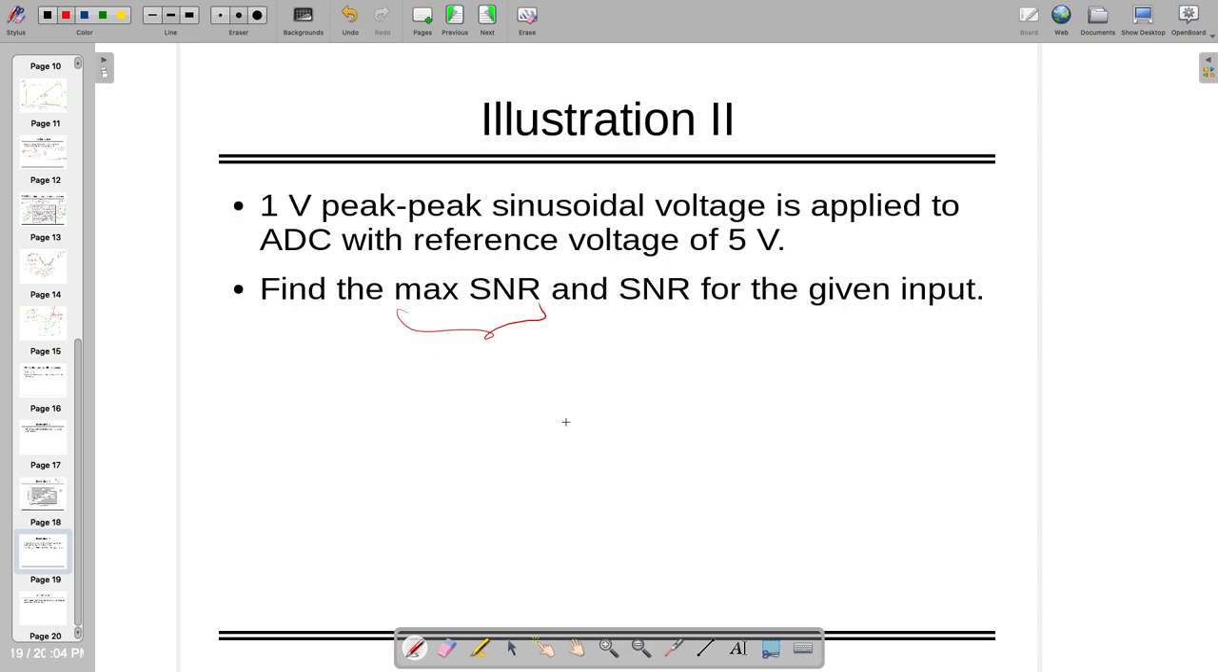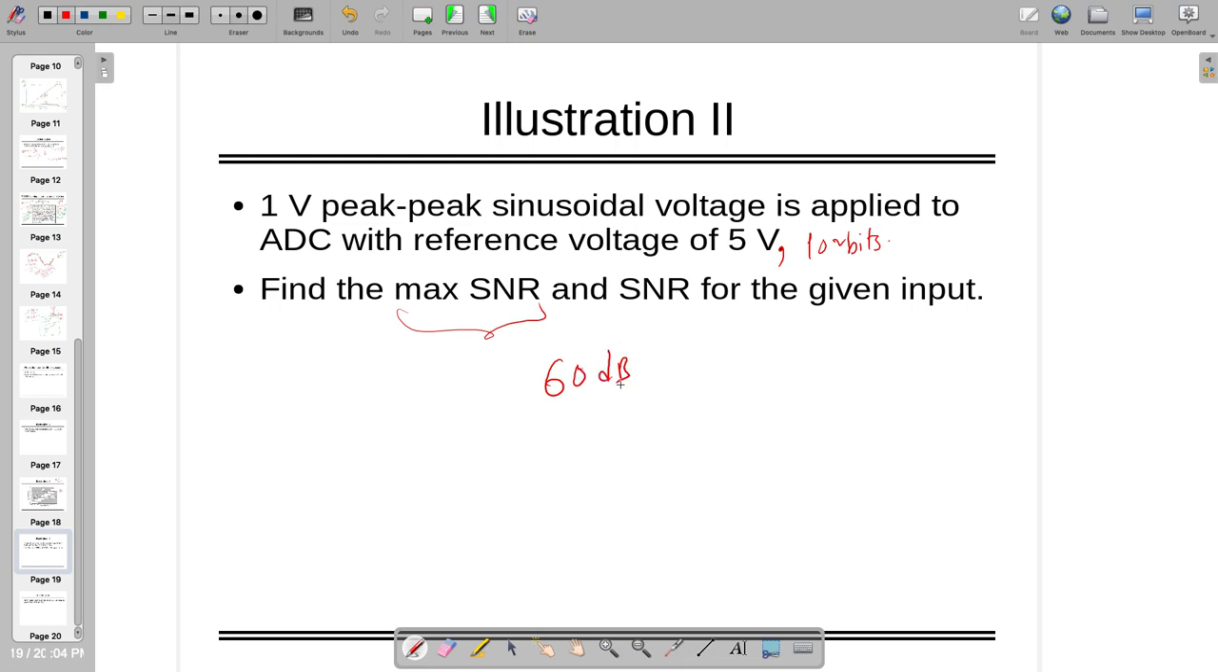How much is max SNR? Oh, I haven't told you the number of bits, right? Let's say 10 bits. 61.78, right? If it is, okay, let's go with the assumption. So 60 dB.